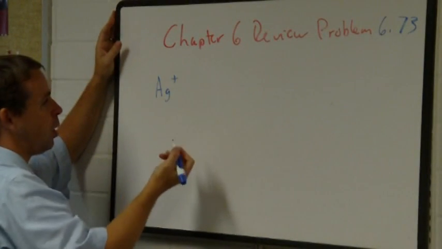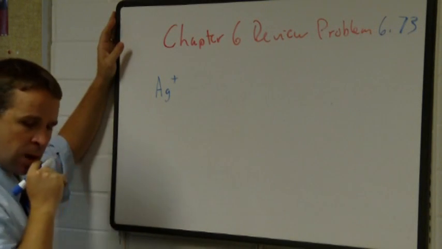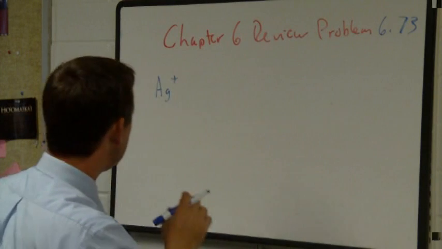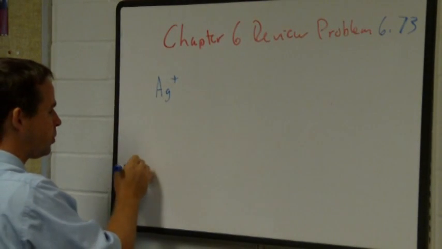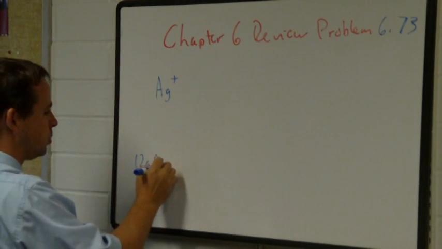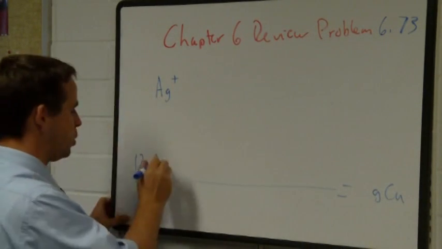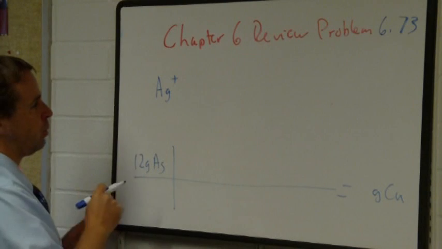How many grams of copper must react to displace 12 grams of silver from a solution of silver nitrate? So I have a solution of silver nitrate. How many grams of copper? What? 12 grams of silver. So I have 12 grams of silver, and I want to know grams of copper.